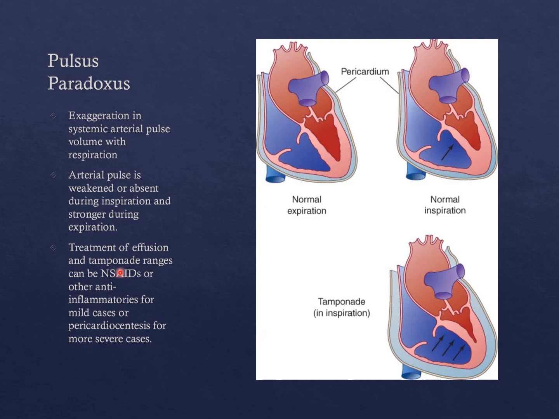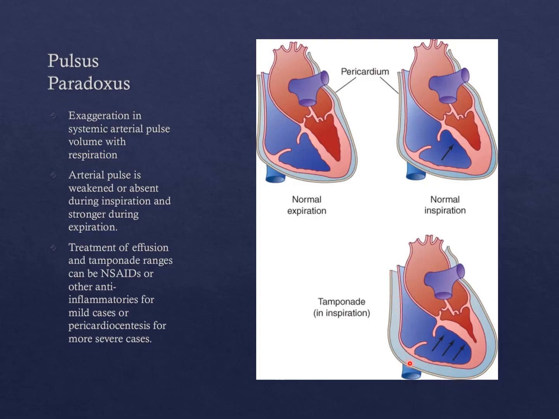So if someone is experiencing an effusion or tamponade, treatments here are similar to what we see in pericarditis. So you might use NSAIDs or other anti-inflammatories for mild cases. If the underlying problem is an infection, you might use an antibiotic. In more severe cases, you may need to drain that fluid from that pericardial sac. We call that a pericardiocentesis. It can be done surgically, where you open the chest to drain the fluid, or it can be done percutaneously, where a needle is inserted into the chest, into that pericardial sac, and we literally just draw back that fluid.